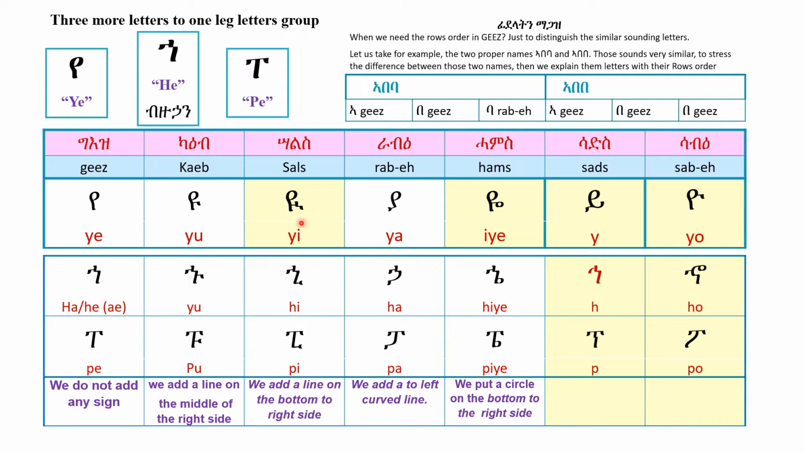Ye, yu, yi, ya, ye, yo. Ha, hu, hi, ha, he, ho. Pe, pu, pi, pa, pie, po. Pe Ge'ez, pu Ka'eb, pi Salis, pa Rabi', pie Hamis, p Sadis, po Sabi'. Fidelatn Maghaz. Here we can read when we need the spelling of the letters and how we apply it in those two names, Abeba and Abebe.